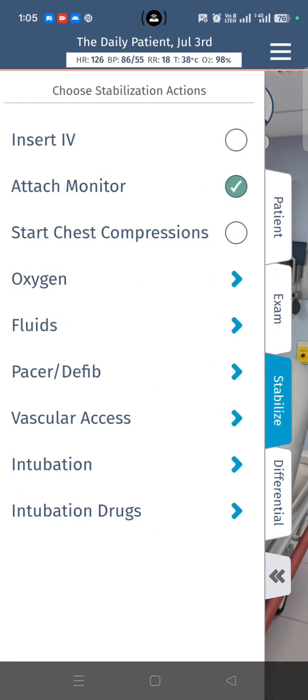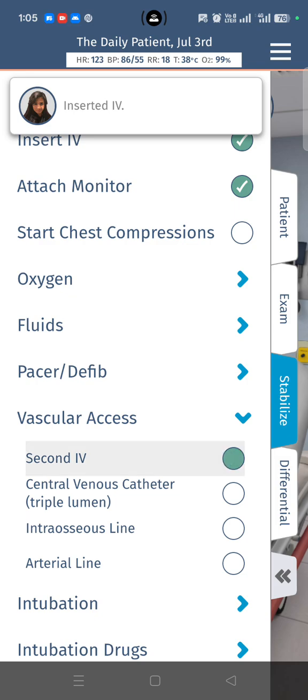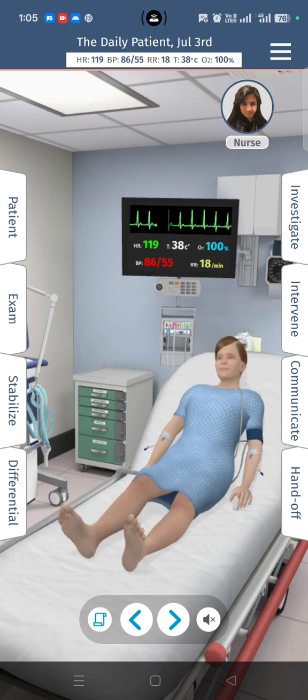So we would start with stabilizing the patient. Attach an IV line, maybe two, for better access for taking any blood samples and fluid resuscitation.